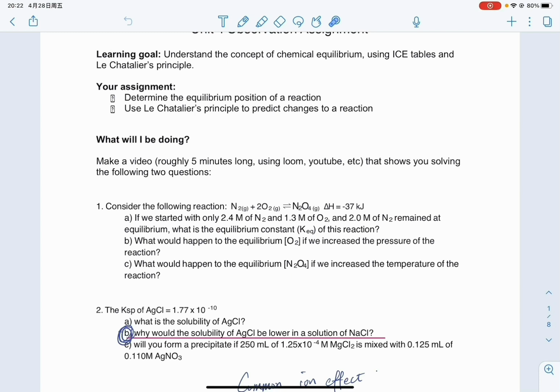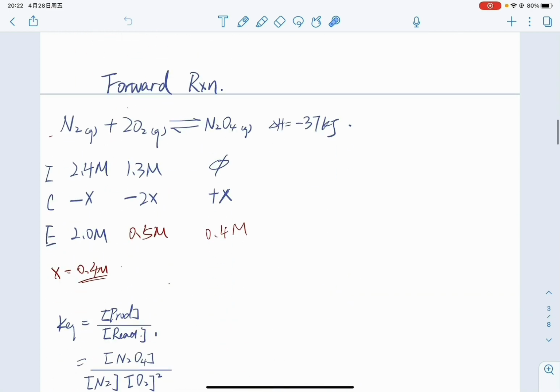So first of all, we're going to look at question 1a. The question gave us the concentration of the initial N2 and O2, and also the concentration of N2 at equilibrium. So we can just set up an ICE table, and we know that the initial concentration of the product is, in this case, 0. We let the change be X, because according to the coefficients, it's 1, 2, and 1.